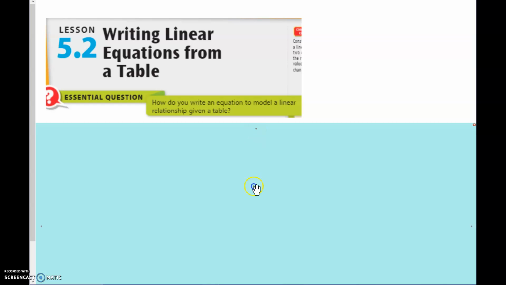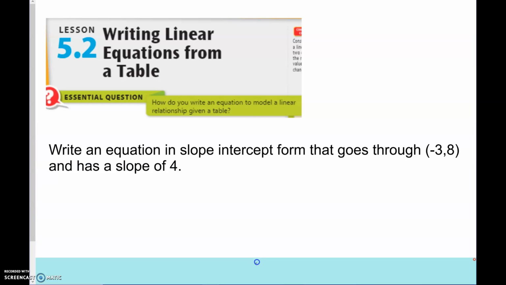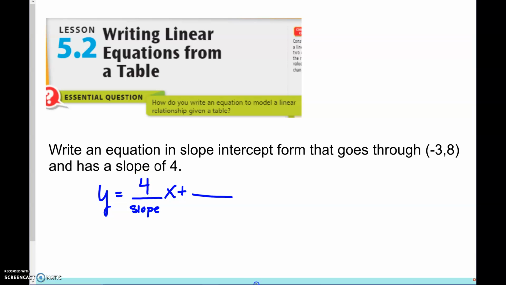All right, so what we're going to do here is write an equation in slope-intercept form that goes through the point -3, 8 and has a slope of 4. So we can start by writing y equals blank x plus blank. And remember, slope always goes in this first blank. If we go back and read this problem, it says that we have a slope of 4. So I can fill in this first blank with a 4.